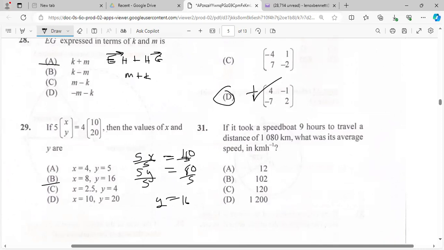31? If you took a speedboat 9 hours to travel a distance of 1,008 kilometers, what is the average speed? I could just do that one here and be done.